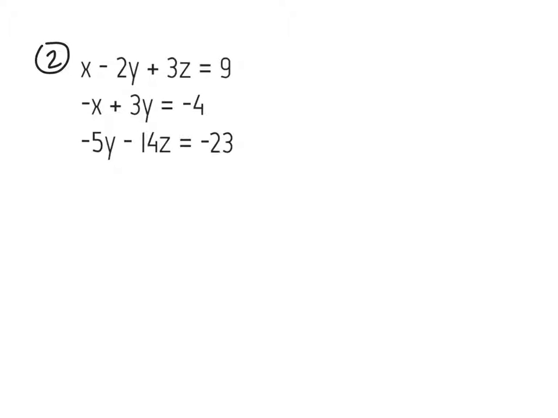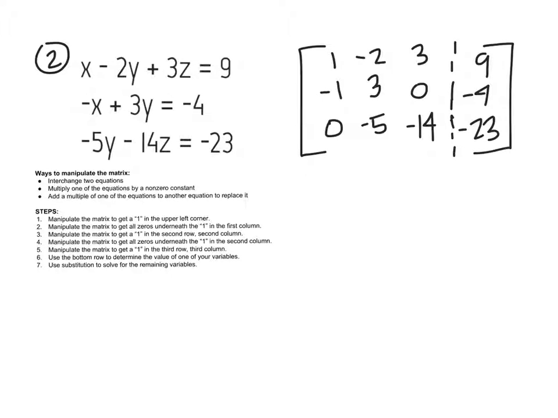So here's example 2. Go ahead and put this into your augmented matrix. So this is our augmented matrix, and to make this a little bit easier to communicate, we're going to label the rows. So this is going to be row 1, this will be row 2, and this is going to be row 3. Alright, so looking at your steps, it says to manipulate the matrix to get a 1 in the upper left corner. I already have a 1 in the upper left-hand corner, so that means step 1 is done for us already. We can move on to step 2, which says to manipulate the matrix to get all zeros underneath the 1 in the first column.